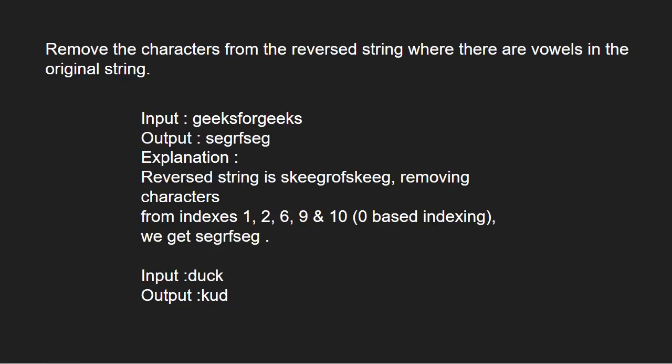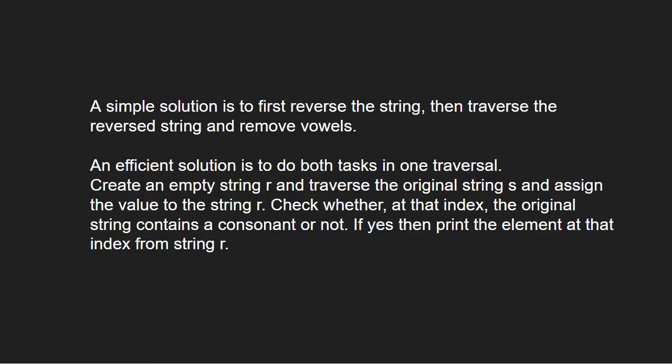For input "Geeks for Geeks", output is "SEGRFSEG". We first reverse the input string and remove characters from indexes 1, 2, 6, 9, and 10, where there are vowels in the original string. Next, let us see the approach.